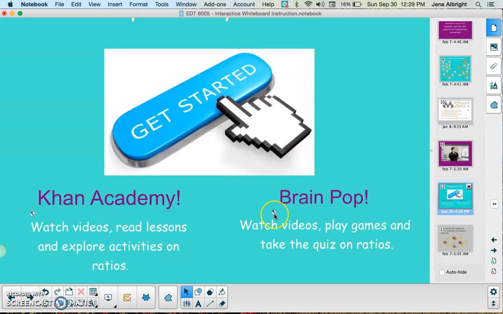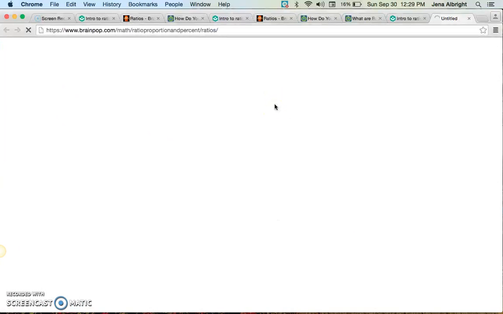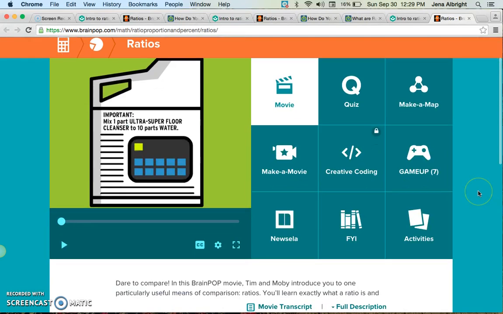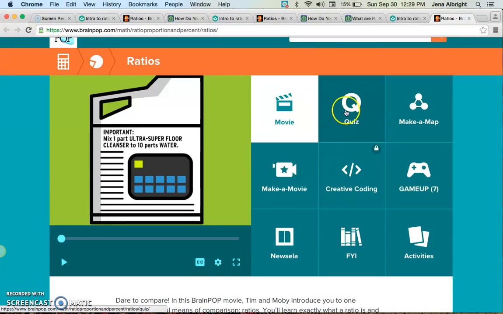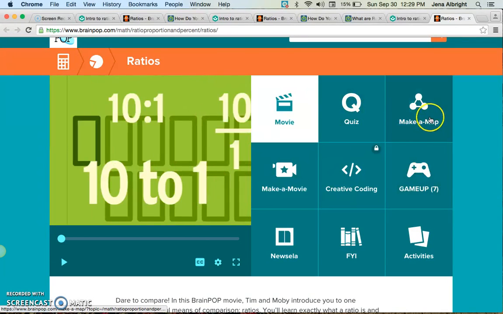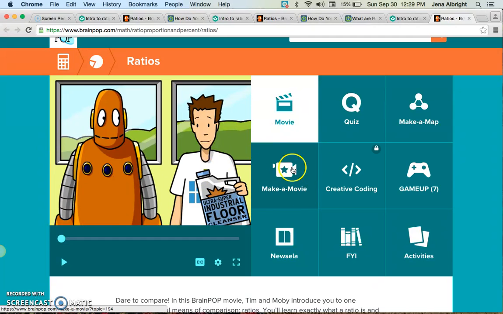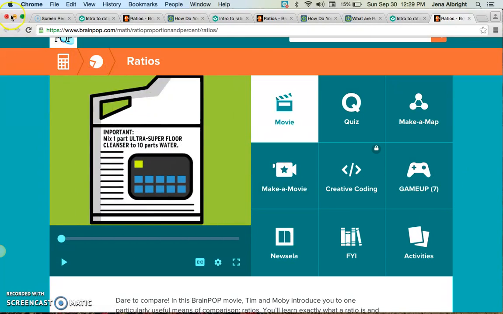They can also explore through BrainPOP. BrainPOP is something that's a little bit more common and familiar with our students, so I could see more students choosing to watch a BrainPOP video and take the quiz and make a map. They can do all of these things on their own, which they are actually able to do, to make a movie, which is a little bit more collaborative, or play a game once they've learned the ideas.